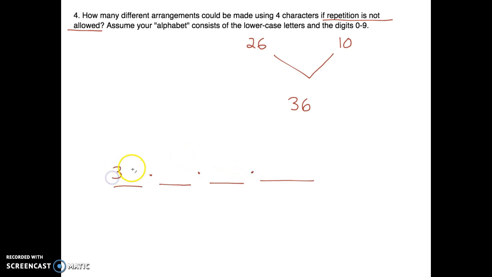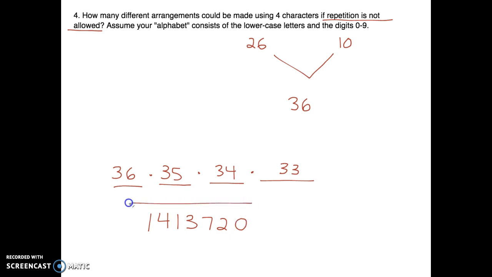So we have 36 characters to choose from for our first spot, because we have 36 in this particular alphabet. And then since repetition is not allowed, it will be 35 and then 34, because we'll have one less to choose from each time. If repetition was allowed, it would just be 36 times 36 times 36 times 36. Multiply all of those out, and here's our final answer. And remember, when you enter it in Maple TA, make sure you don't have any commas. So 1,413,720.